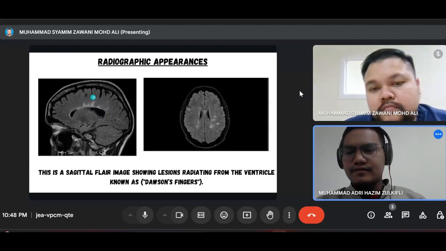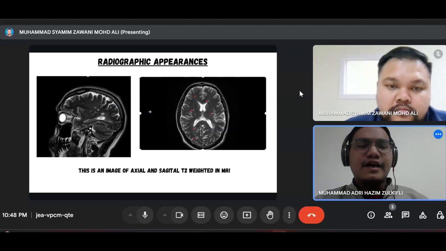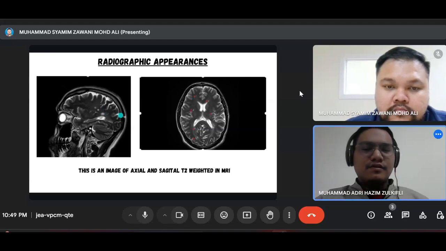Okay, next. This is the image of axial and sagittal T2 in the MRI. We can see the lesion, the demyelination, causes a bright area around the brain. In the sagittal image, you can see the bright spots. That's the lesion produced by the corrupted myelin.